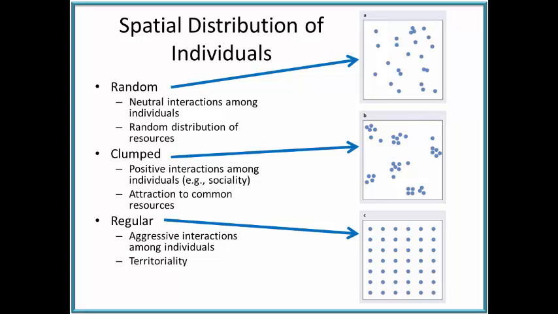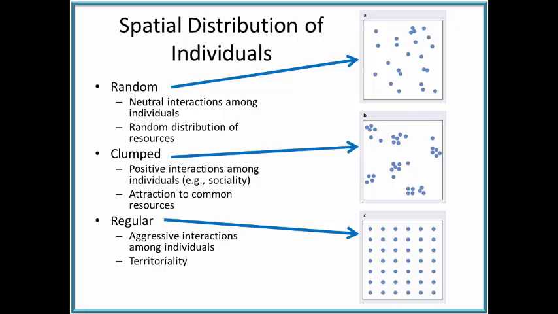The random, as shown in the first tile at the top of the slide, is going to be a condition where the finding of one organism does not in any way really influence the finding of another organism. They're randomly distributed. Often this is because of random distribution of resources within an environment, and may also be the result of what are referred to as neutral interactions among the individuals of the population.